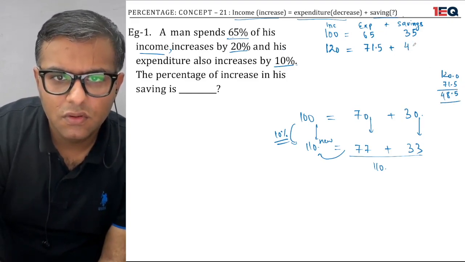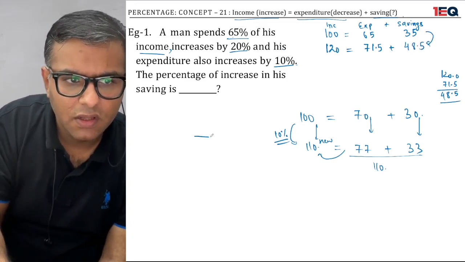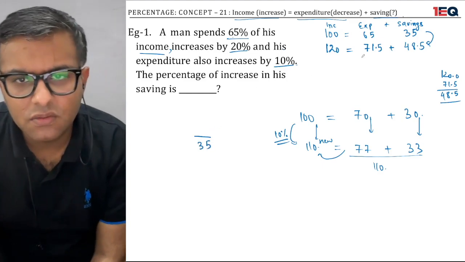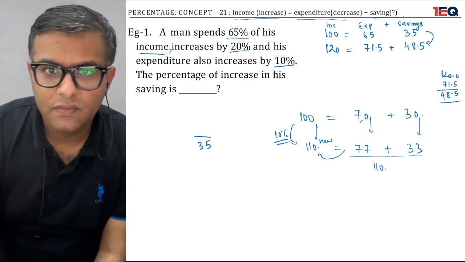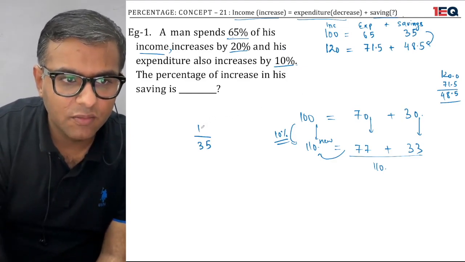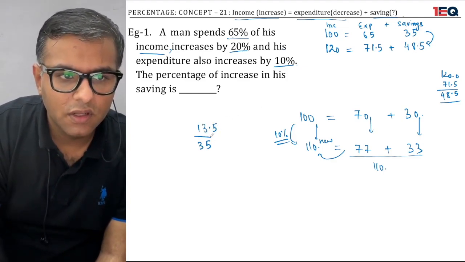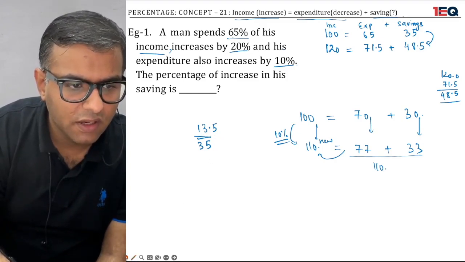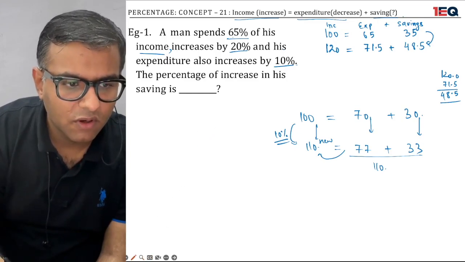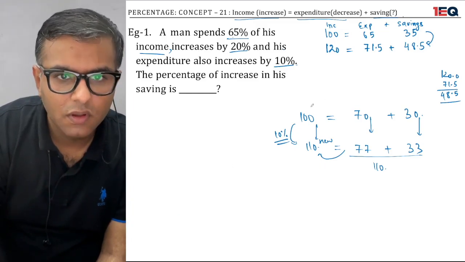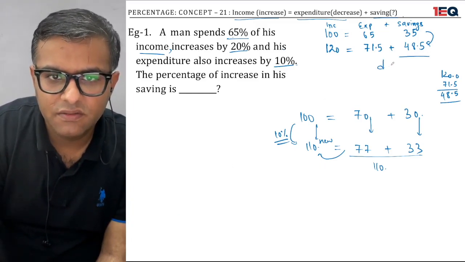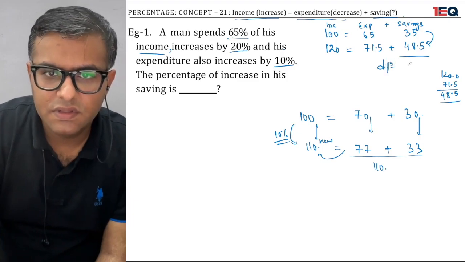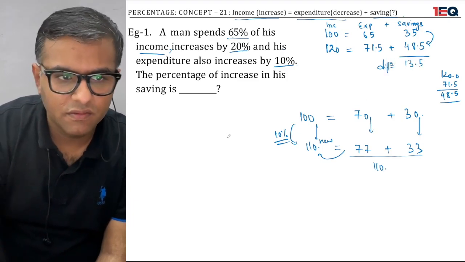Okay, so 48.5 is the new savings. Now the old savings was 35. I need to tell the percentage increase in savings. The difference is 13.5. I hope that is understandable, where I bring this 13.5 from. 13.5 is being brought from the difference.